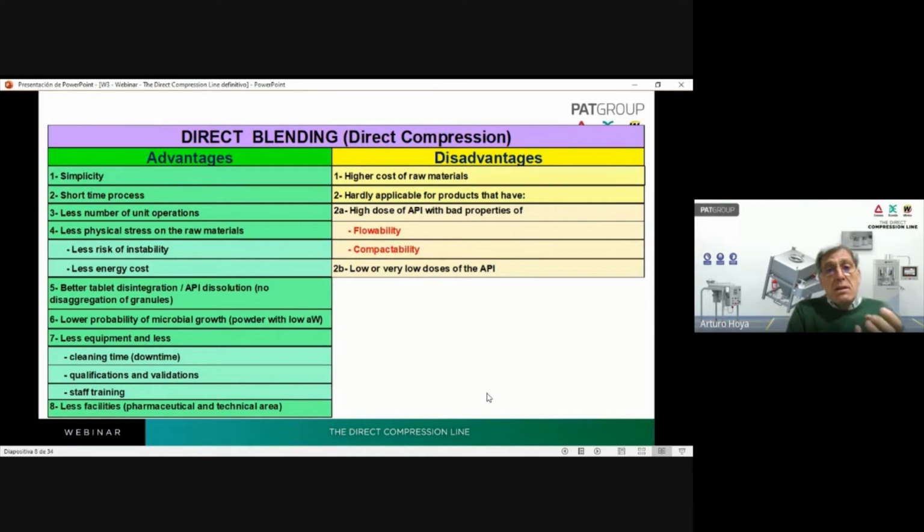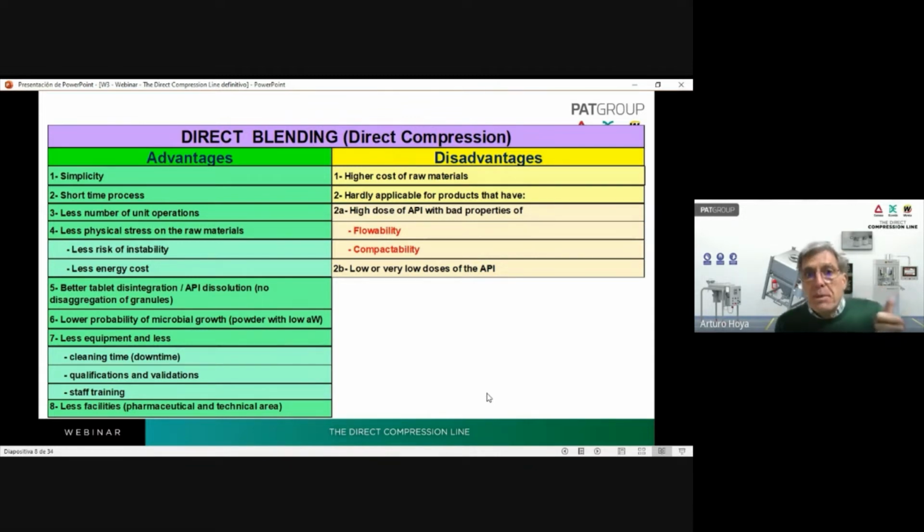The other question is when you have low or very low doses of API. In this case, it's not a problem of flowability or compactability. It's a problem of uniformity, the uniformity of the API in the blend. It's very difficult to produce a uniform distribution of the API when the API is 1% of the total, or 0.1% of the total. And you have another problem.